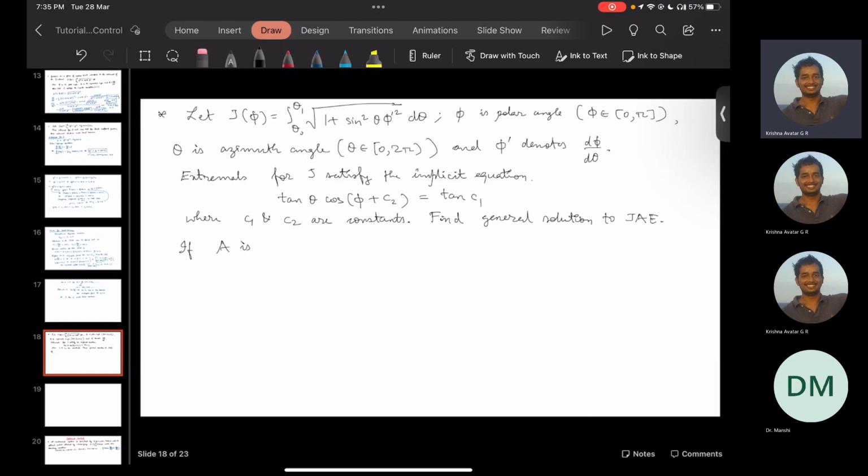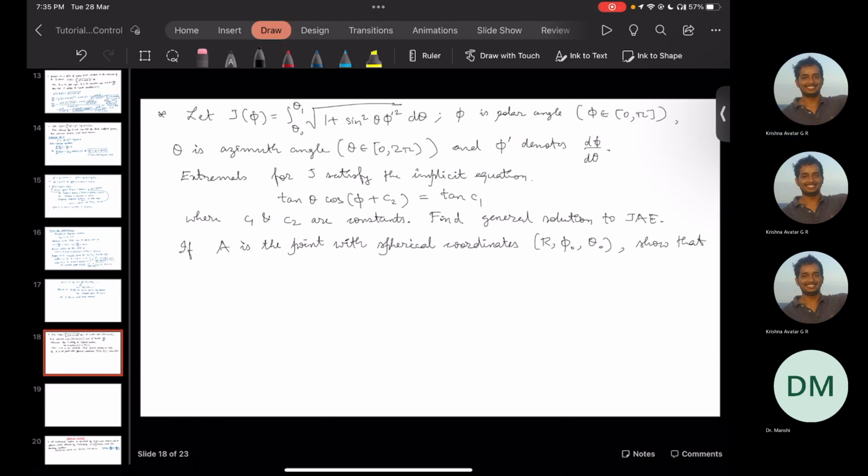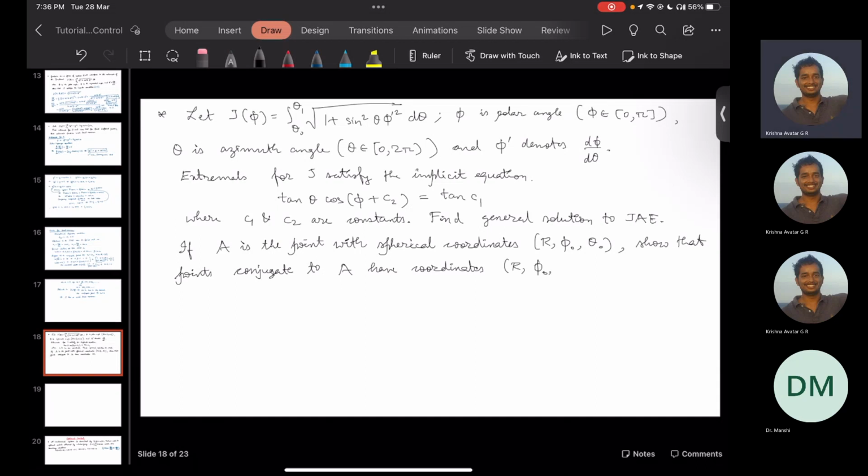If A is the point with spherical coordinates r, phi naught, theta naught, we are to show that points conjugate to A have coordinates r, phi naught, and theta naught plus minus phi. Okay. So we have a very long question, but we won't have as long the answer.